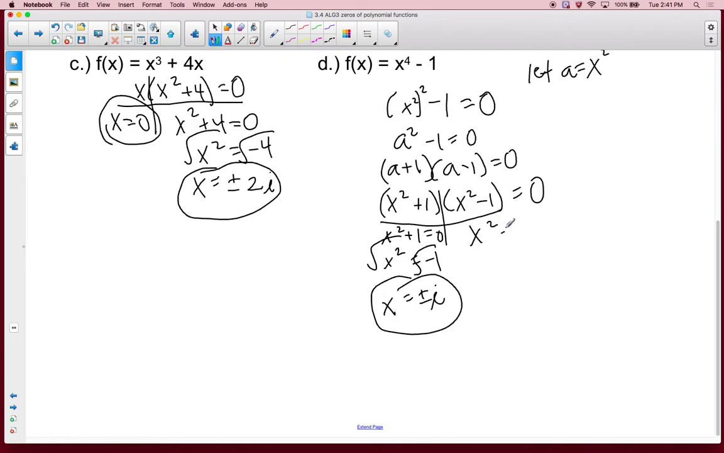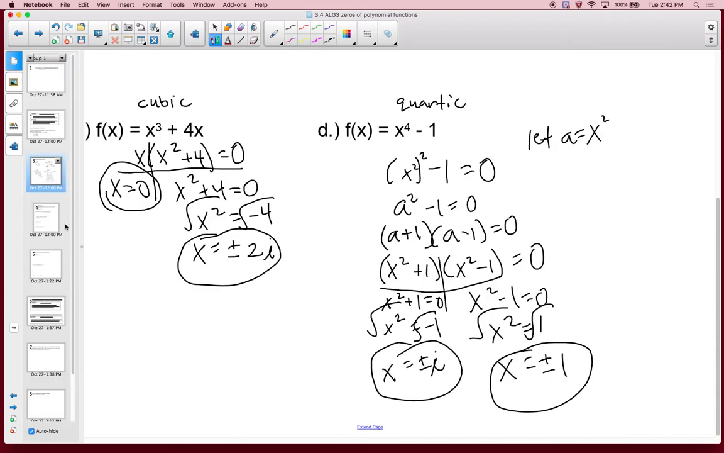Here I get x squared minus 1 is 0, or x squared equals 1. Take the square root of both sides and I get another two answers, plus and minus 1. That means that this quartic polynomial will cross at positive 1 and negative 1. So all of these we factored and we are able to find the zeros.